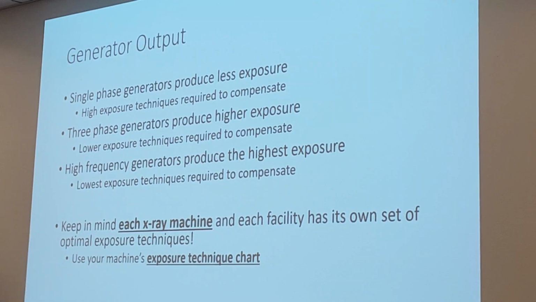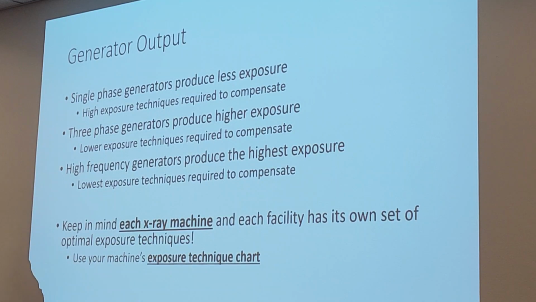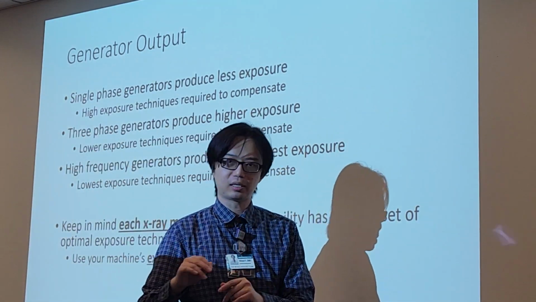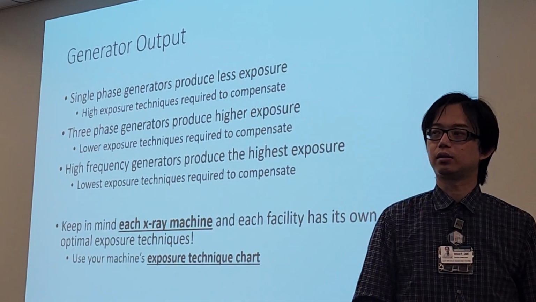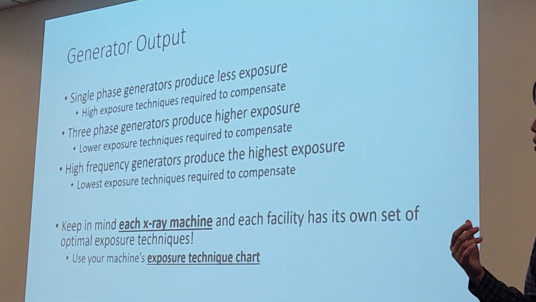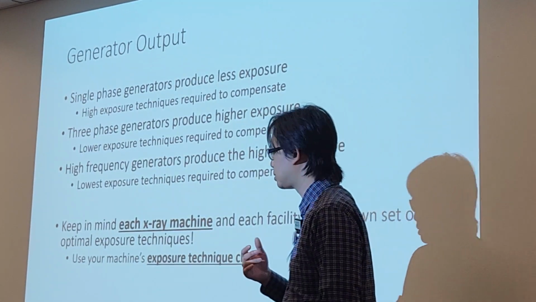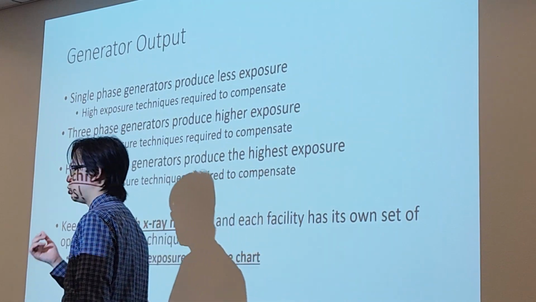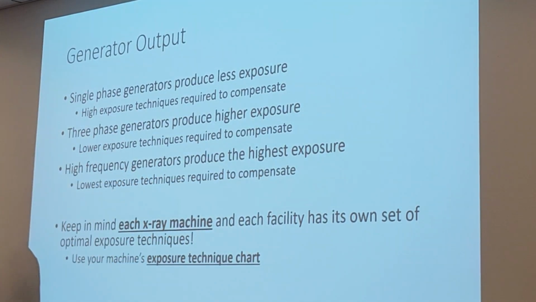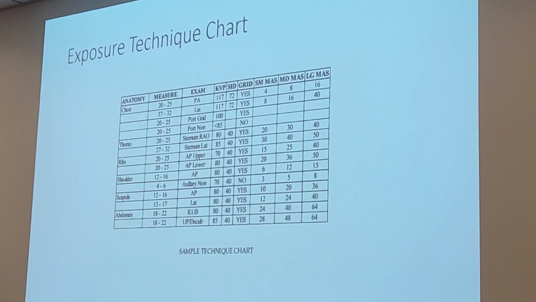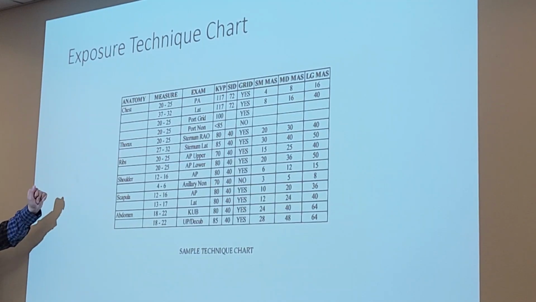Okay. Keep in mind, each X-ray machine and facility has its own set of optimal exposure techniques. This GE machine is going to be slightly different from this Siemens machine, which is slightly different from this Philips machine, which is slightly different from this Carestream machine. So each machine has its own optimal techniques, which means each machine has its own exposure technique chart. Each machine should have a chart that tells you these are the best values to use for each kind of exposure. So it looks something like this.